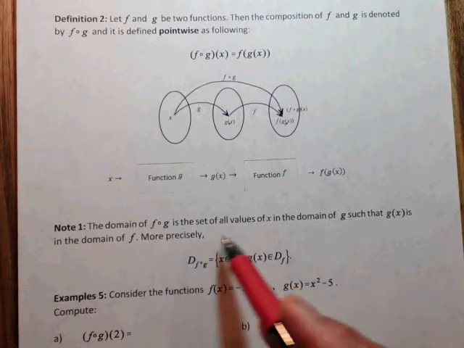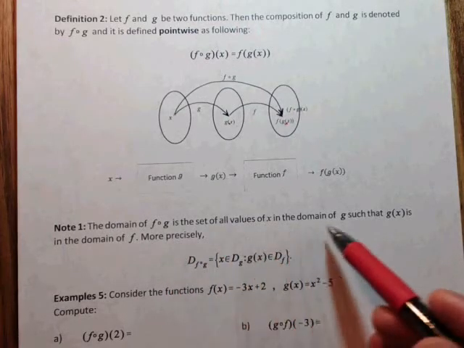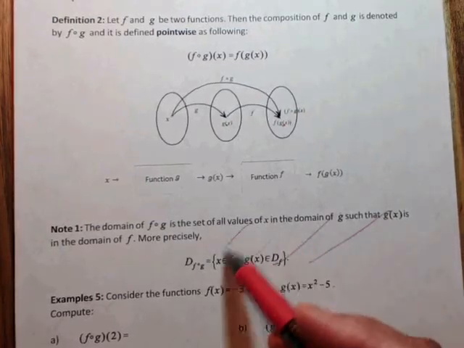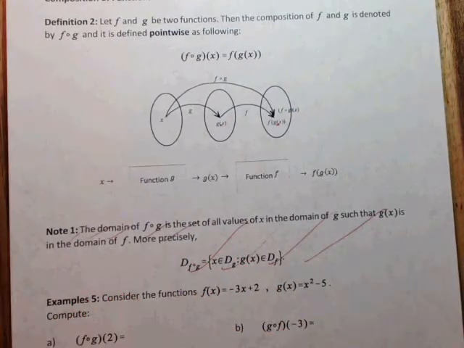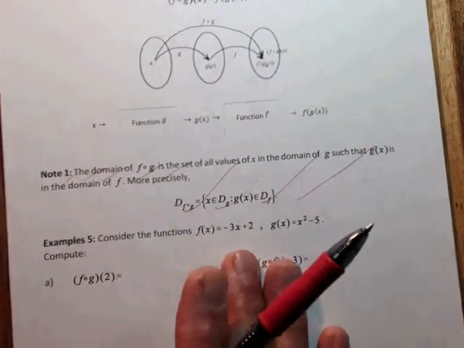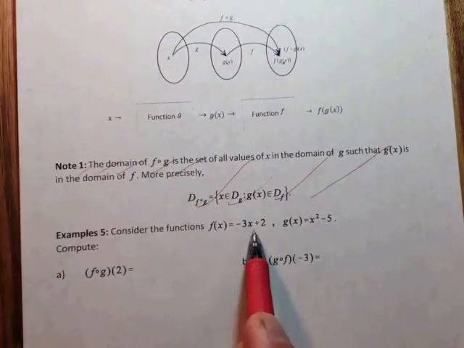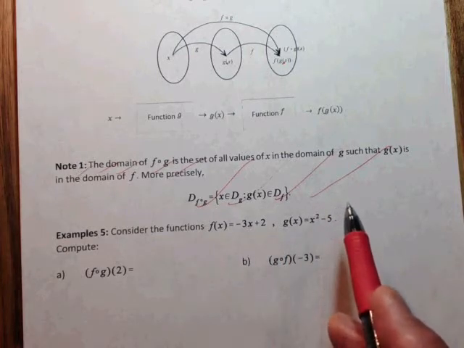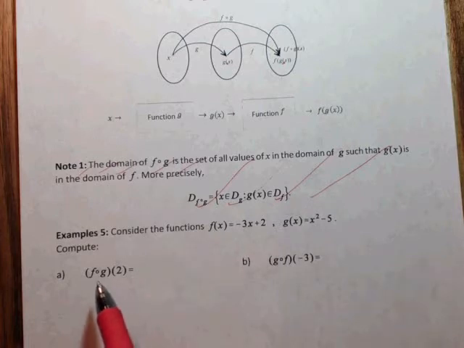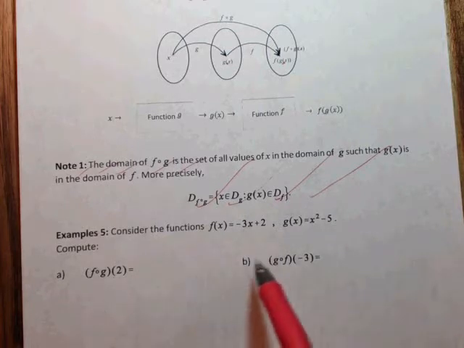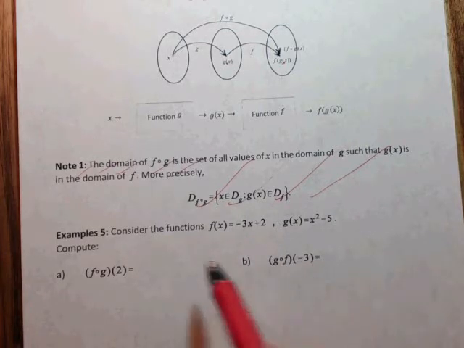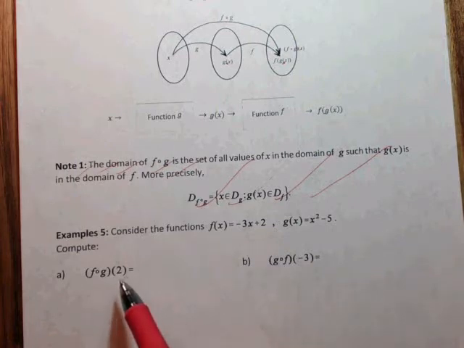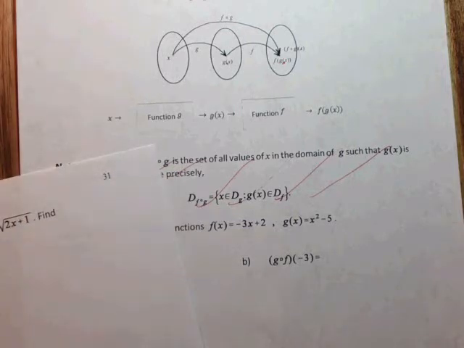Let's just not worry about the domain actually. So what we have in this example are two functions, F and G, and we want to compute F circle G at 2, G circle F at -3. Remember, these are not multiplication, these are composition. And F circle F at 4. Then on the next two pages we have a couple more examples.